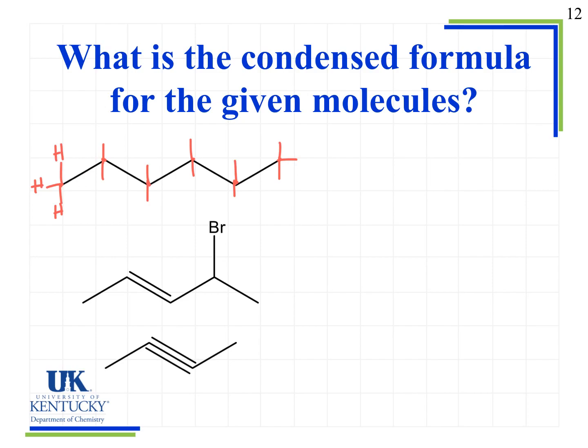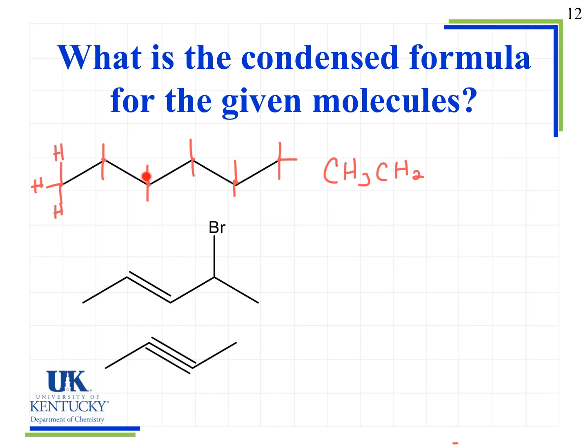So now we can actually draw our condensed structure, and we're going to start by looking at the first atom right here on the far left, and we see we have a carbon with 3 hydrogens attached, and so we're going to show that by writing it as CH3. Next, we look at the next carbon atom, which is right here. We see we have a carbon atom with 2 hydrogens attached, so we write that as CH2.